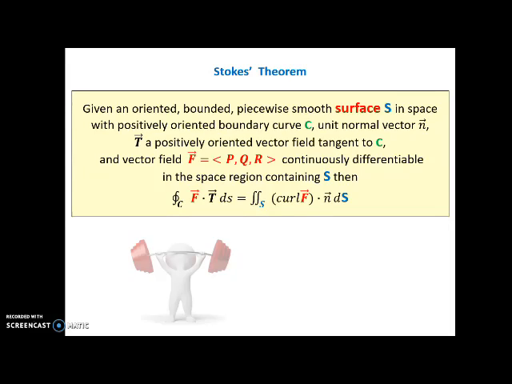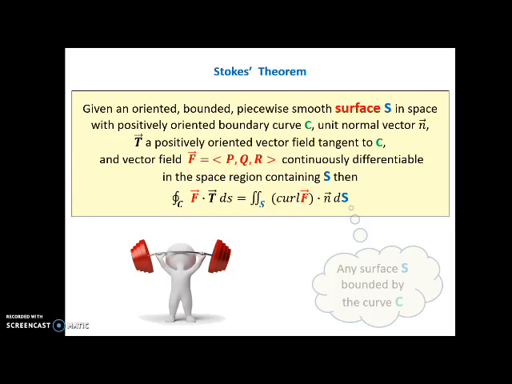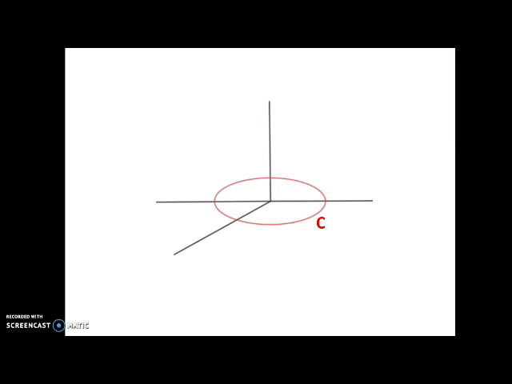Heavy lifting here. Now notice it says any surface bounded by the curve C. So if there are choices, you want to choose the simplest surface that C bounds. For example, if that's the boundary curve C, the simplest surface would be a flat one on the xy plane. But if you wanted a challenge, you could use a cone or a hemisphere or any other surface that C was the boundary for.